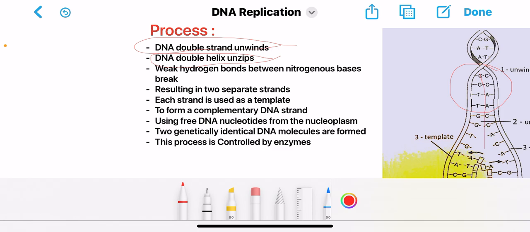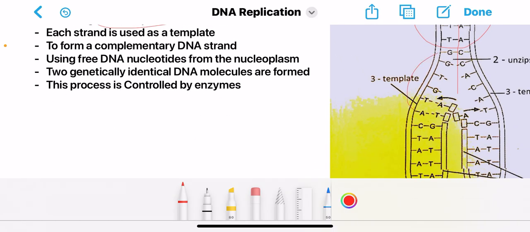Weak hydrogen bonds between the nitrogenous bases break. Why do these weak hydrogen bonds break between the nitrogenous bases? Because the DNA double helix did what? Unzipped. Resulting in what? Two separate strands. We can see these two separate strands. And each strand is used as a template.